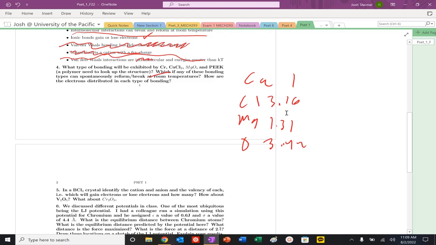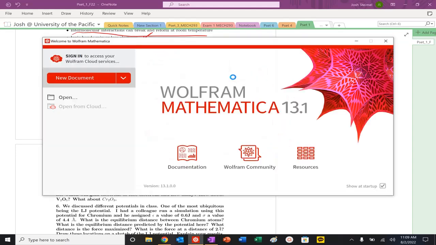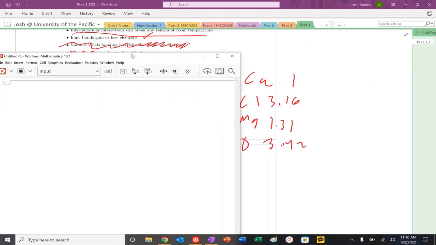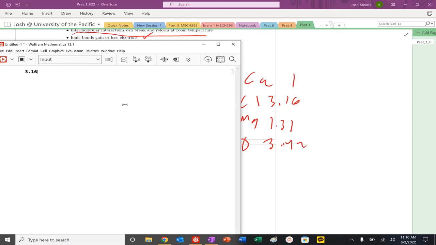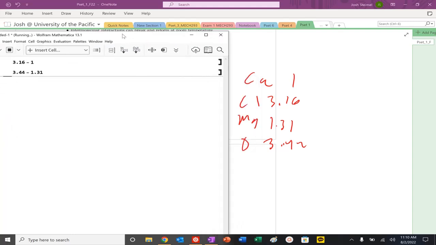So let's go ahead and make this calculation real quick because we're going to need to use this in just a second. Let's just make sure our math is correct. So our materials were CaCl2. Cl is 3.16 minus 1, 2.16, hopefully. Let's check if Mathematica is right. So this should be ionic bonding, because greater than 1.7 is going to be ionic, less than is going to be polar covalent. Then we could do 3.44 minus Mg, which is 1.31. While this thinks, that one's going to be a close one, but I think these should be both ionic.